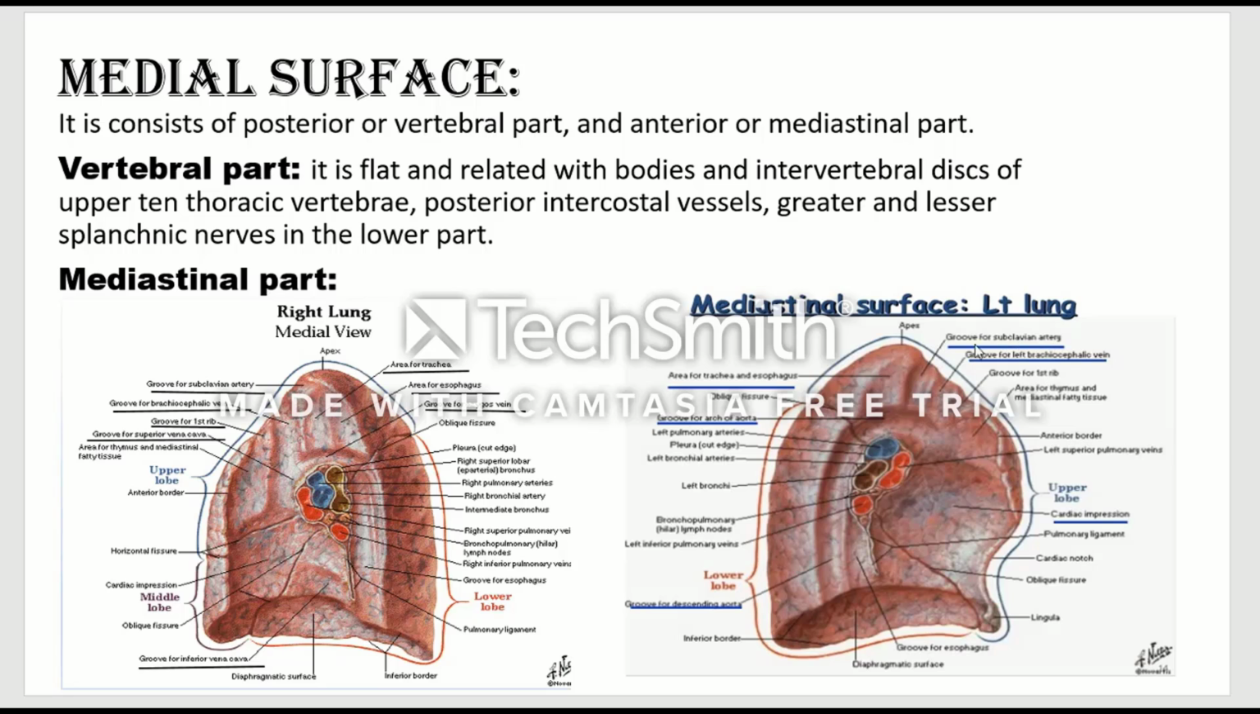সেটা হচ্ছে groove for subclavian artery. This one is the groove for subclavian artery. This one is the area of trachea and esophagus. This one is the groove for left brachiocephalic vein. And this one is the cardiac impression. And this is the groove for arch of aorta, and নিচের দিকে হচ্ছে groove for descending thoracic aorta.